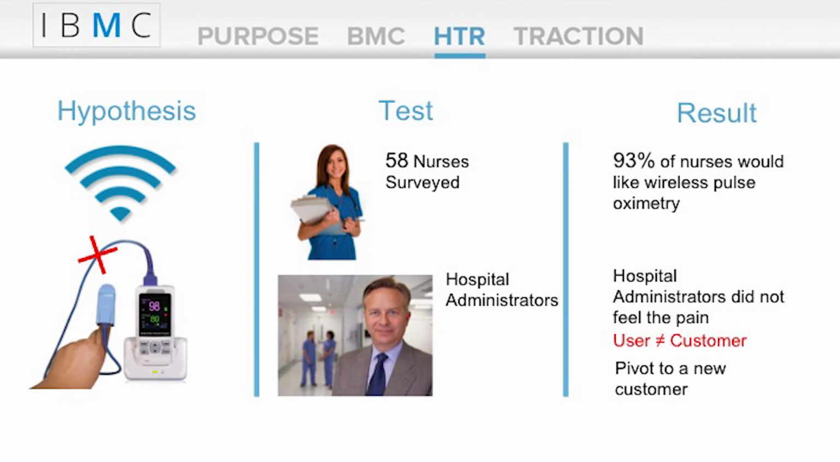Let's recap what we just saw in the video. The Owlet team made a hypothesis that nurses at a hospital would like to use wireless pulse oximetry, thus eliminating false alarms created by a tangled cord. They spoke to 58 nurses and learned that 93% of them would like wireless pulse oximetry. However, after talking to hospital administrators, they realized that administrators were more worried about costs than Owlet's solution. From this test, the entrepreneurs learned that the user is not always the customer, and more importantly, pivoted to a new customer segment. This is a good example of customer development.